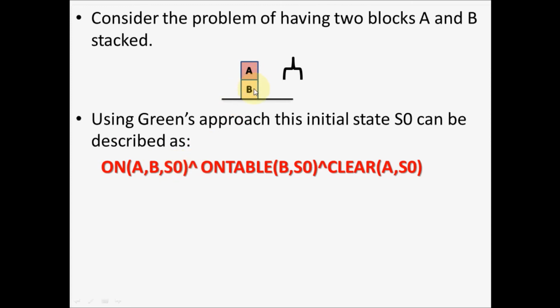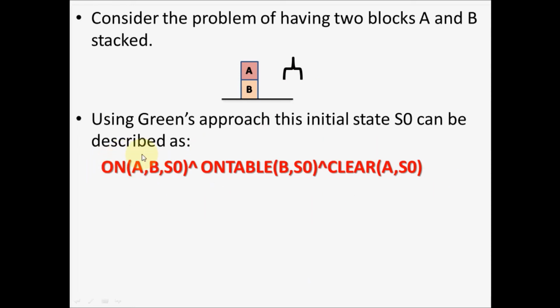And what else? Block B is directly residing on the table. So B is on table in state S0. And A is clear. That means there is no block on top of A. So A is clear in S0, right? He said that any state can be represented with respect to this kind of frame axioms.